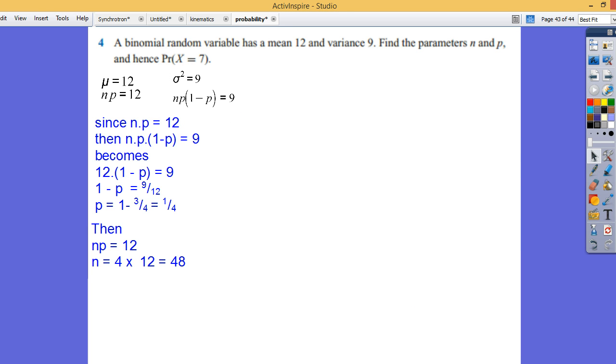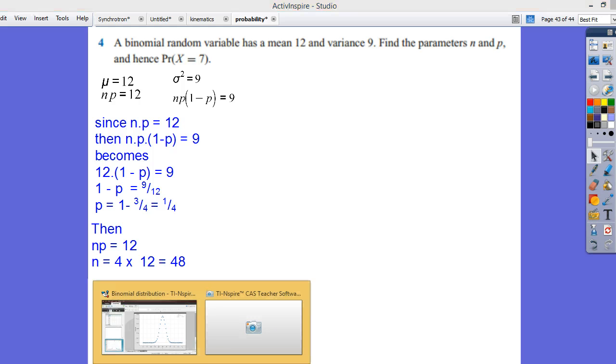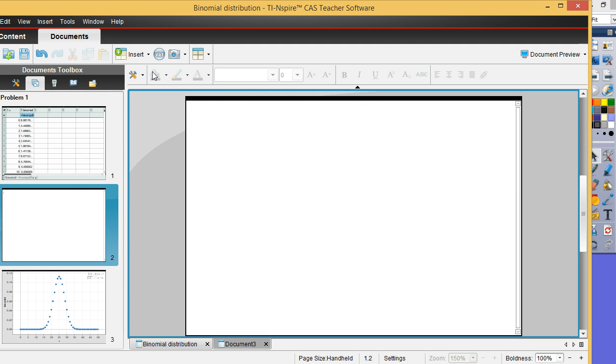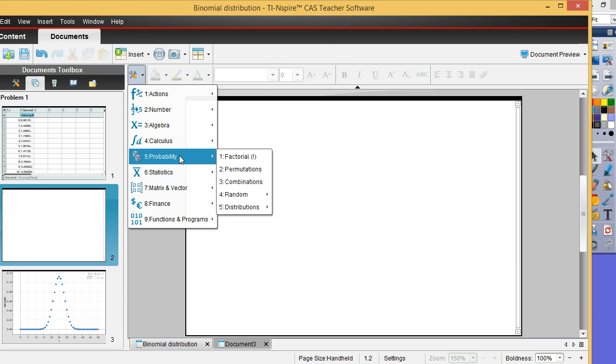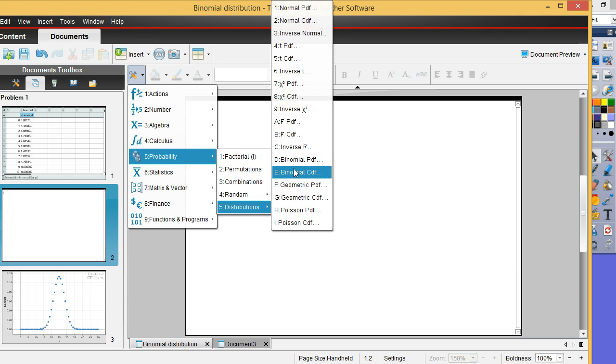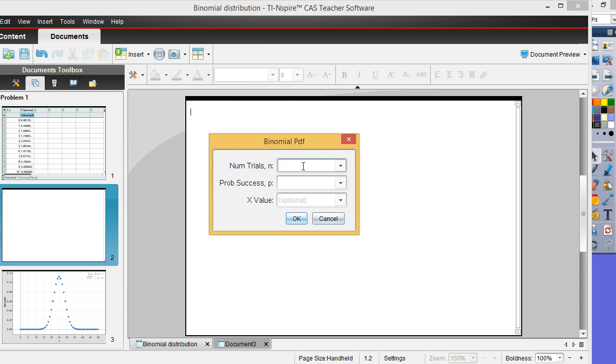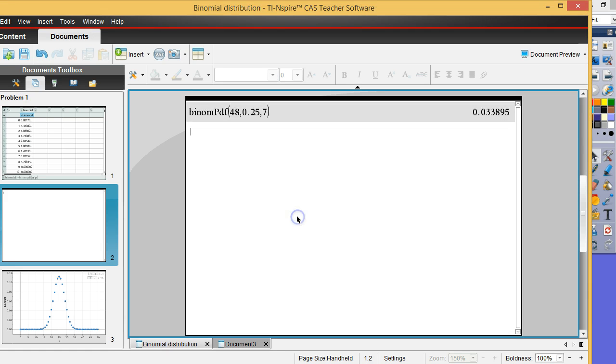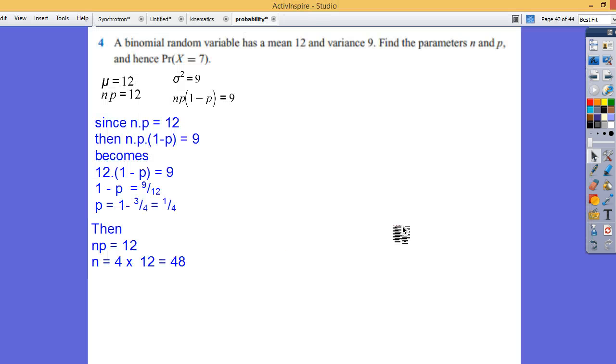And to do that, I'm going to get the calculator to help me out. So I come down to probability distributions, and I want my binomial probability density function. For a number of trials of 48 and a probability of success of a quarter, what is the value for the probability when x is 7? And voila, there's my answer. Nice and simple, huh? What do you reckon?